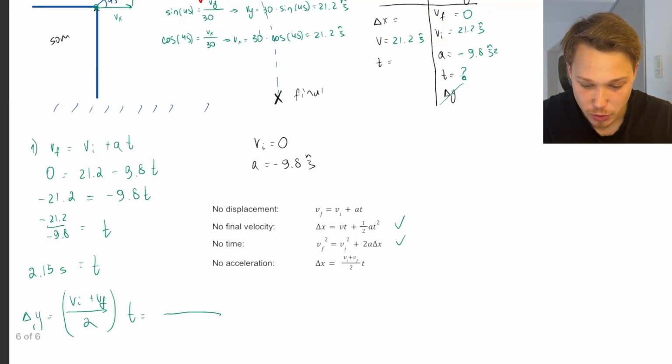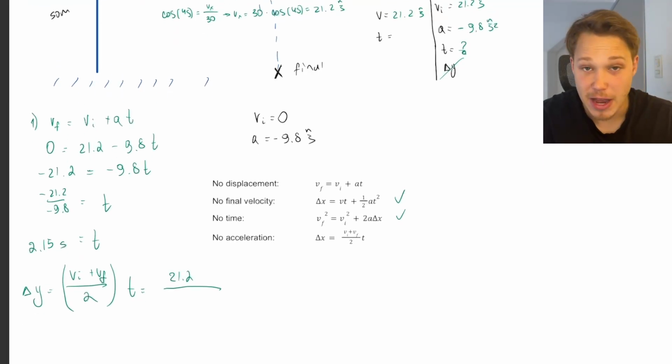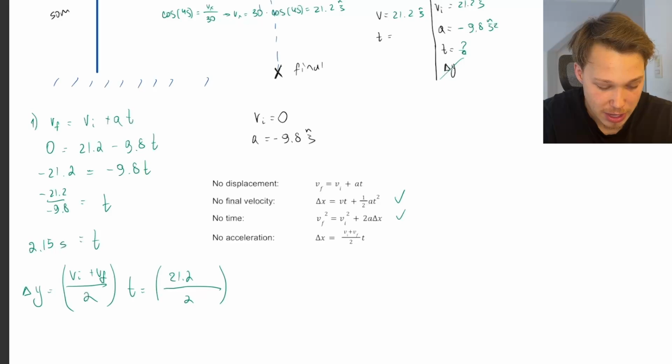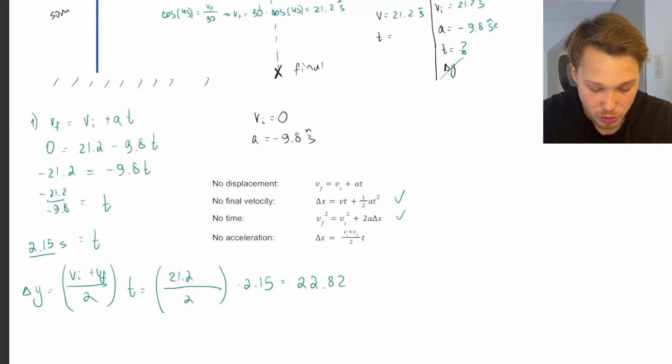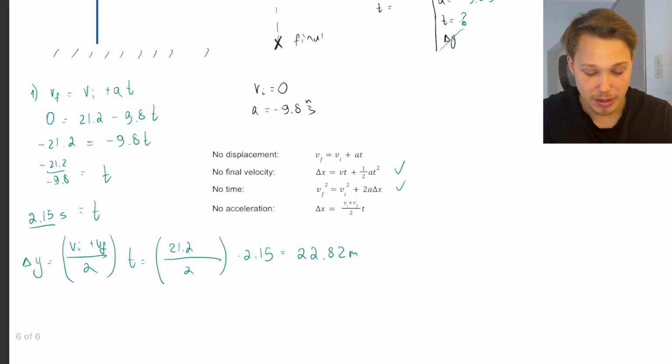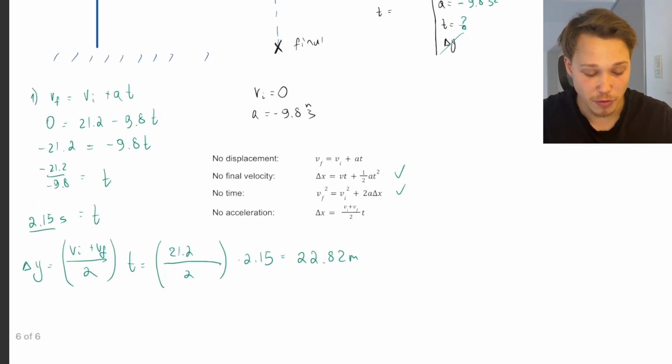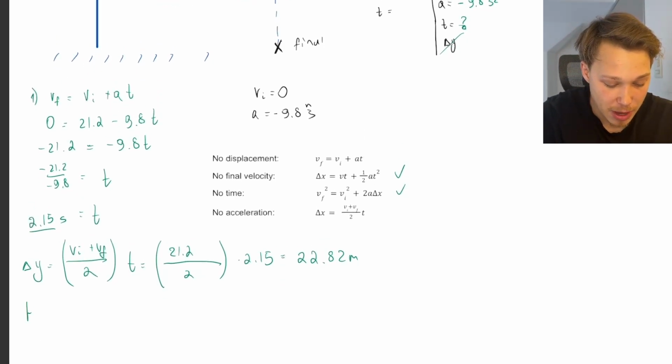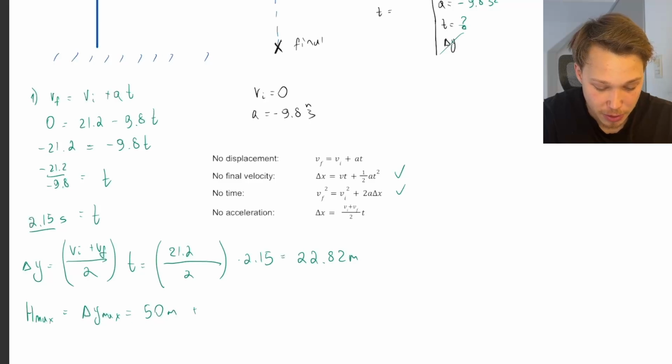So my initial velocity was 21.2. My final velocity is 0, divided by 2, times the time that I just found, 2.15. I get delta y is equal to 22.82 meters. Now, that's basically the extra height that it traveled up above the cliff. So the maximum height, delta y max, let's call it, is the height of the cliff, 50 meters, plus 22.82 meters, or 72.82 meters.